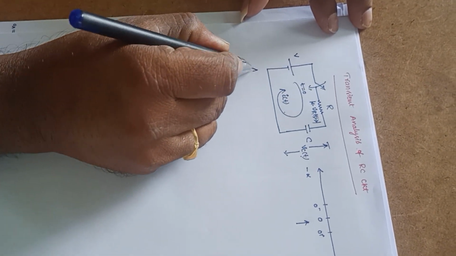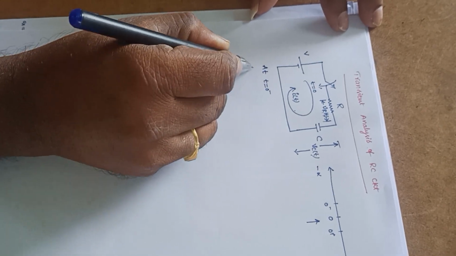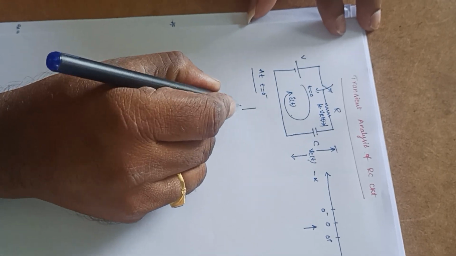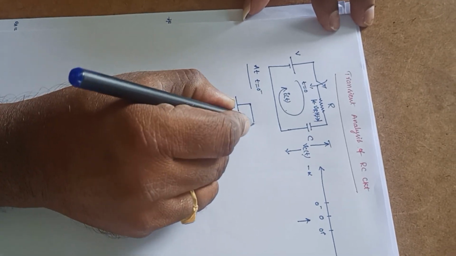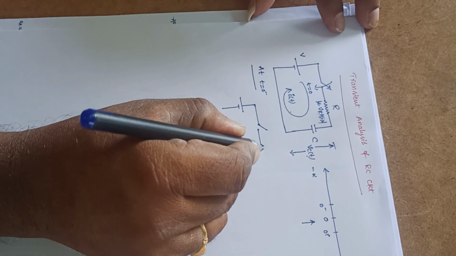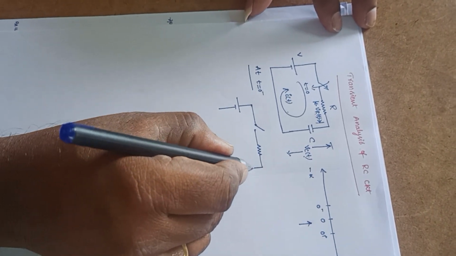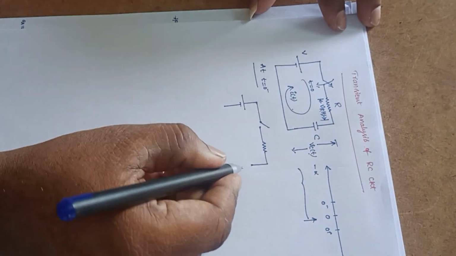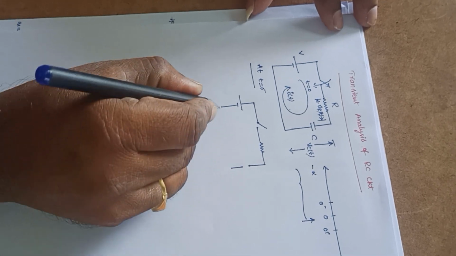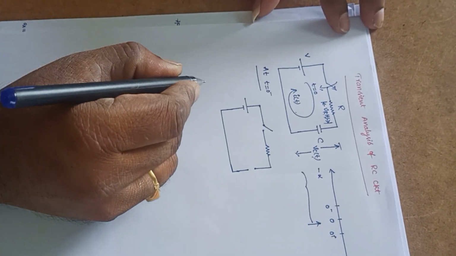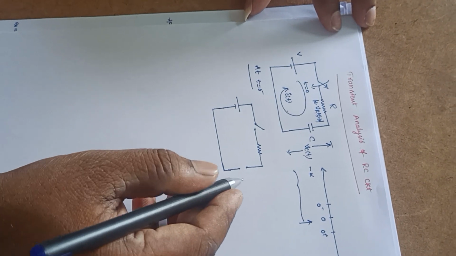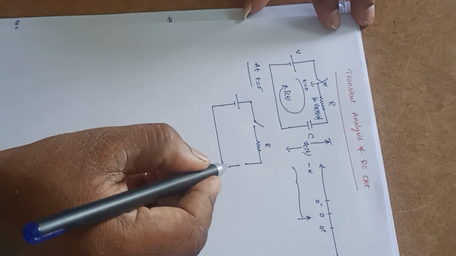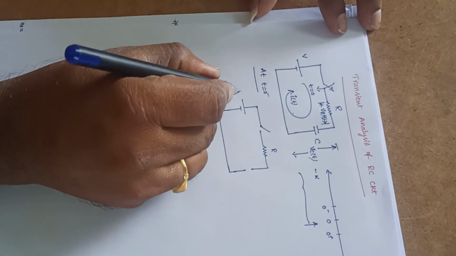So let me draw the circuit at t equal to 0 minus. It becomes an open circuit, with the resistance and the capacitance under steady state condition from minus infinity to 0. Under steady state condition, the capacitor will act as an open circuit. So this is R, and the capacitance value is C, with the supply V.